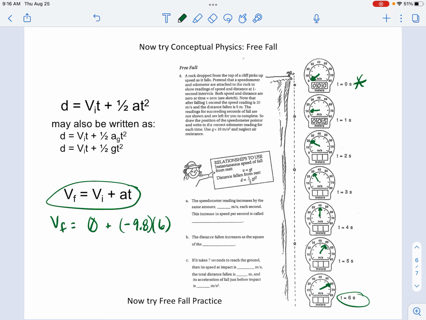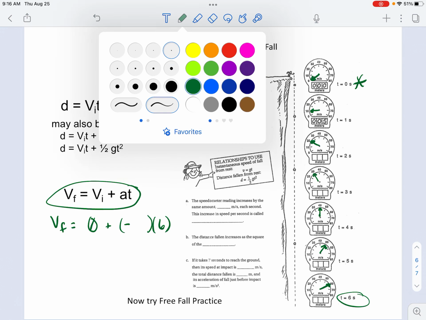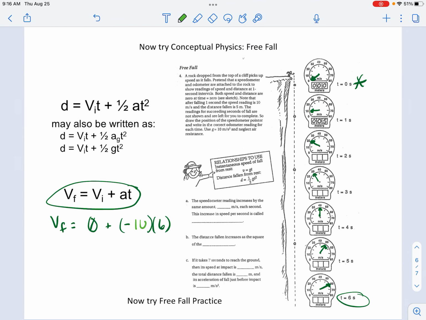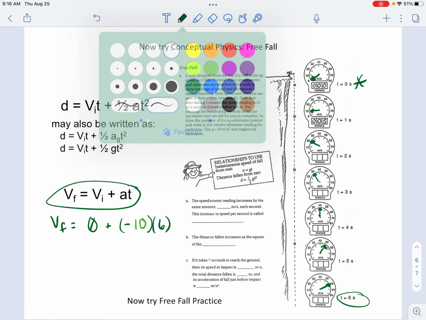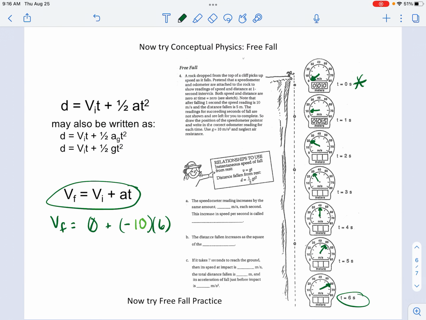Now, for simplicity's sake, just so that you aren't getting caught up on the numbers, I am going to take this value of negative 9.8 and round it to 10, just so we get pretty numbers and we're not messing with decimals right now. So if I do that, I simply just have gravity times time. So I get a negative 60 because we started with no velocity. If the question is asking for the velocity, negative 60 meters per second is my answer.